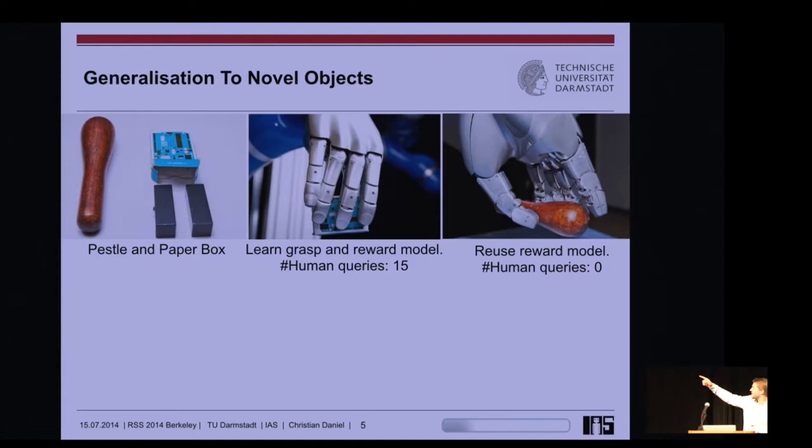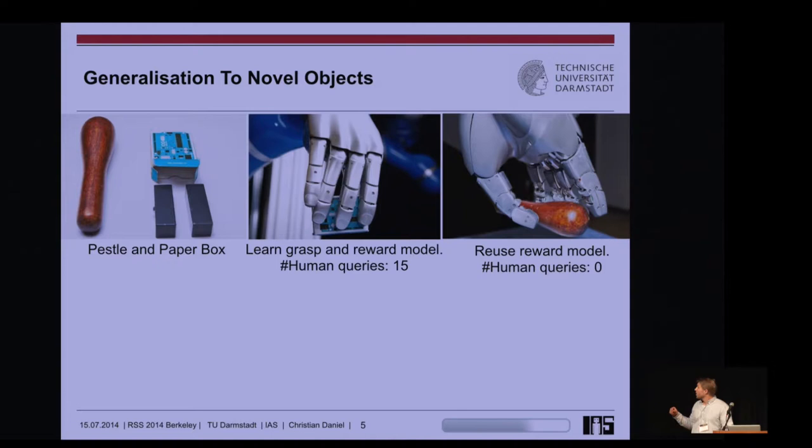Basically, the first thing we did, we have this paper box in the first picture on the right. It's weighed down with two metal bars. We started our learning. We started with a zero mean GP as a reward model. And with 15 human queries, the robot learned to pick up this object.